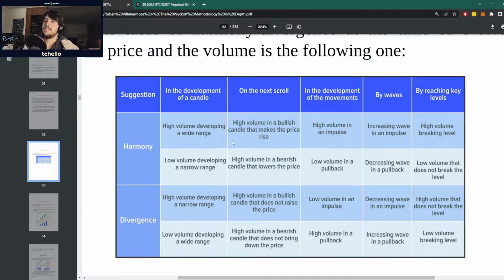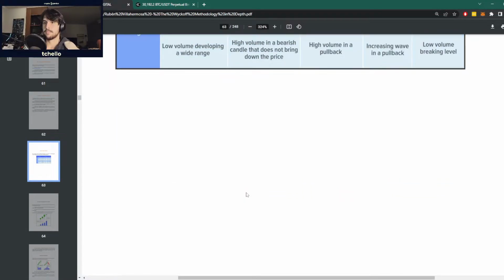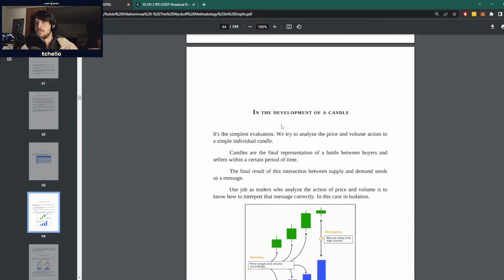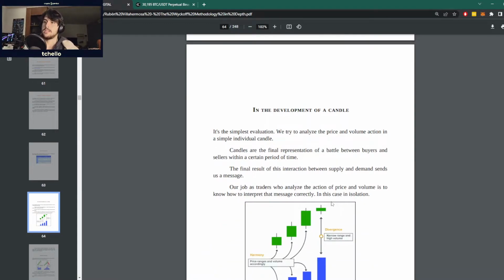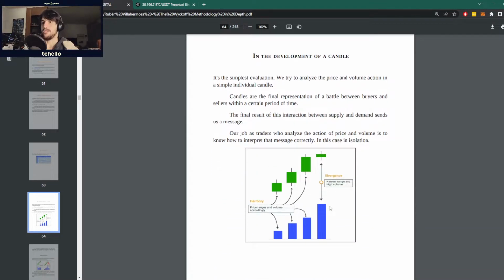So there are many situations that you can analyze volume in. So in the development of a candle, the next scroll, development of movements, waves, and reaching key levels. And determining key levels is also another important part. But essentially, you can have harmony in those contexts or divergence in those contexts, okay? Okay. So in the development of a candle, this is the simplest evaluation, I think. And this is the weakest also because it's the simplest, okay?